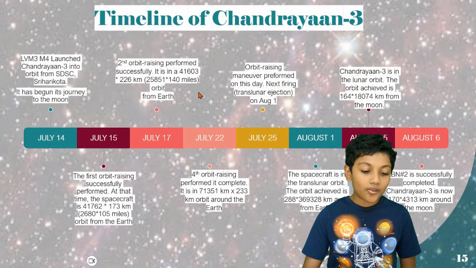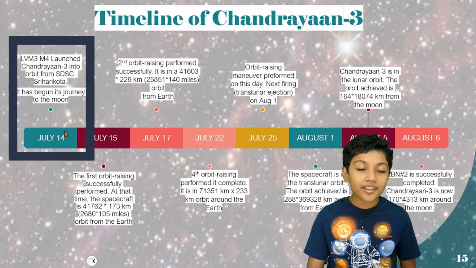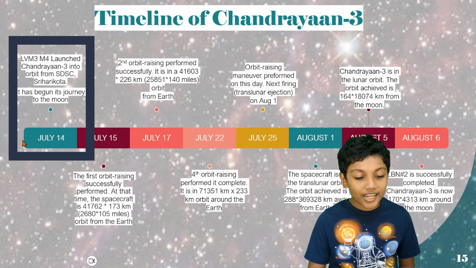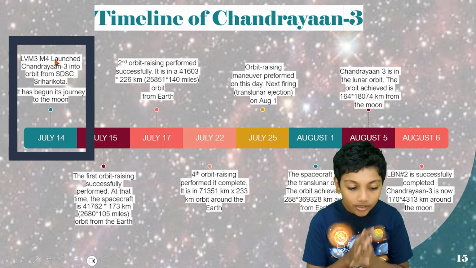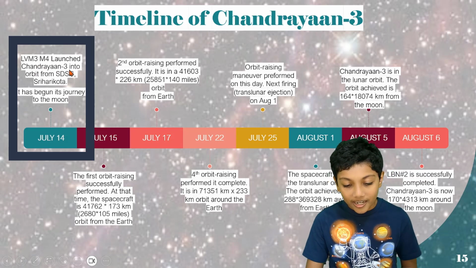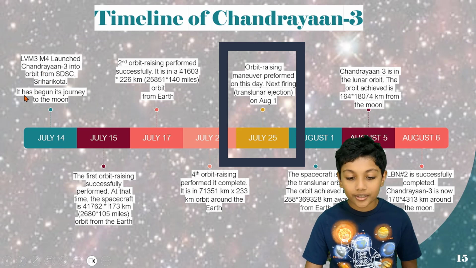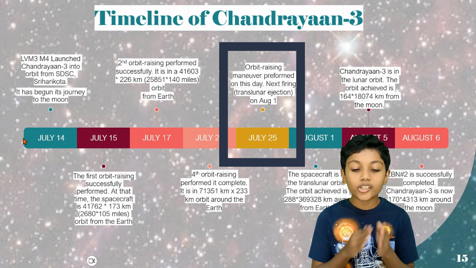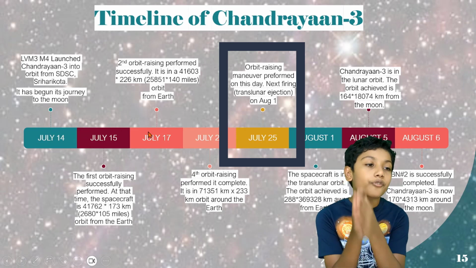Here is a timeline of Chandrayaan-3. So, the first block is July 14th, the day of its launch. It launched into orbit from SDSC Sriharikota. It has begun its journey to the moon. And then fast forward a few blocks to July 25th, the orbit raising maneuver was performed on this day. The translunar ejection will be there on August 1st.